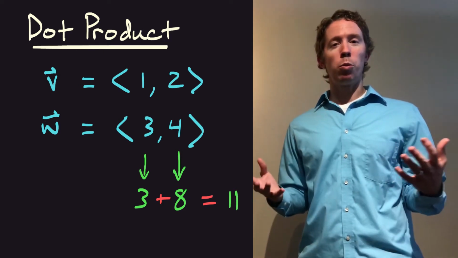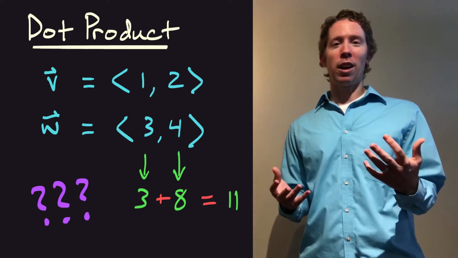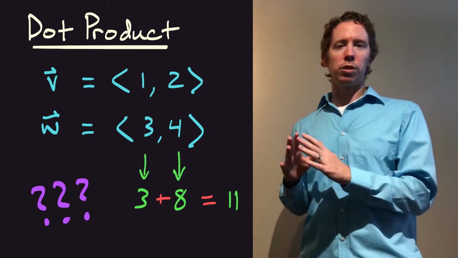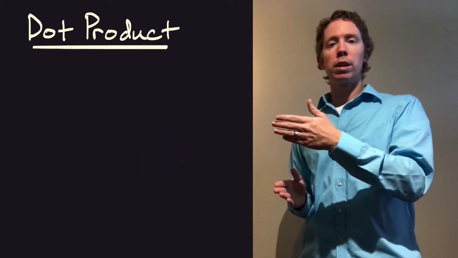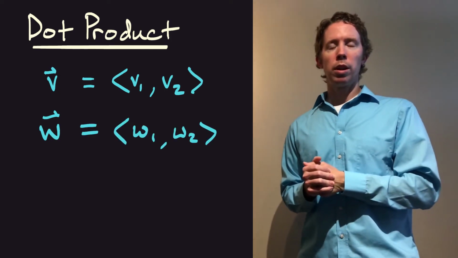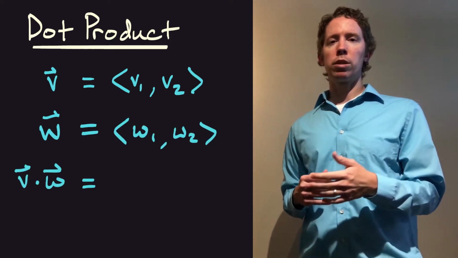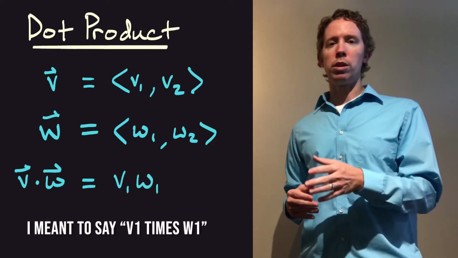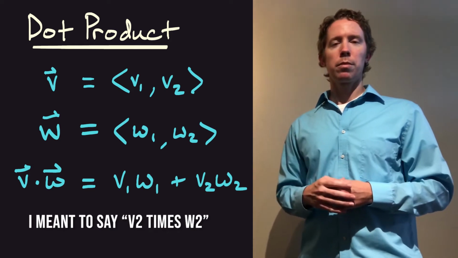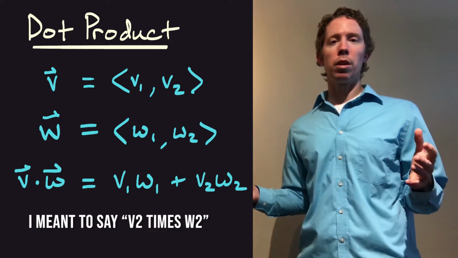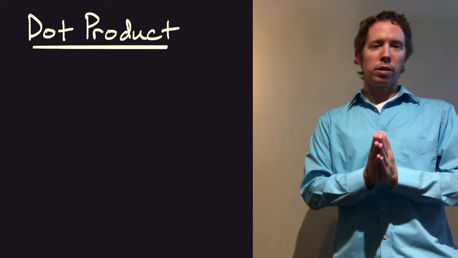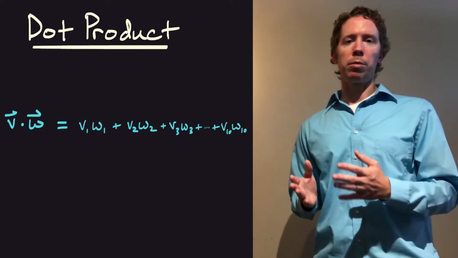What does that have to do with work? It is definitely not obvious yet, but it does have something to do with work. Let me give you the general definition of the dot product. So if you've got two vectors, let's call them v1, v2, and w1, w2. Then to take the dot product of those two vectors, you multiply v1 times w1, and then you add v2 times w2. You can do this for any number of dimensions as well. So 3-dimensional vectors, you can definitely take the dot product. 10-dimensional vectors, you can do the same thing.